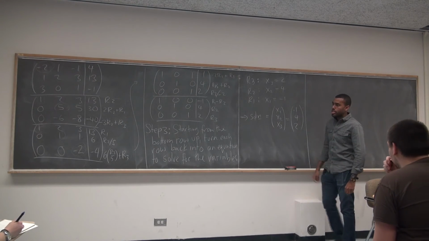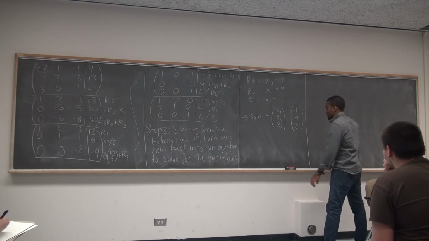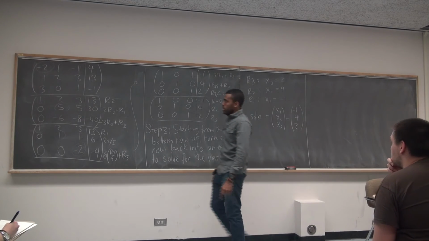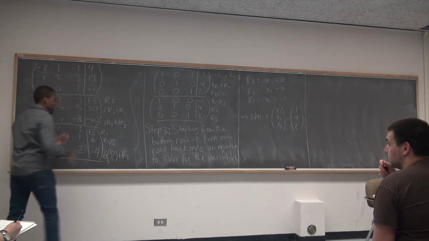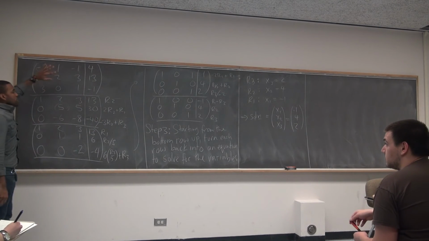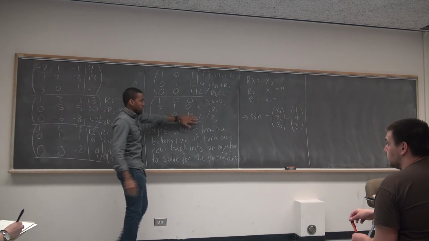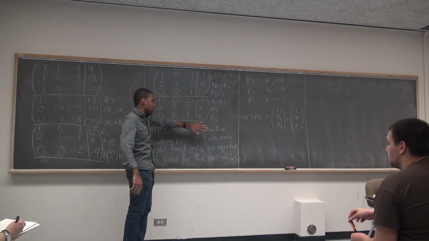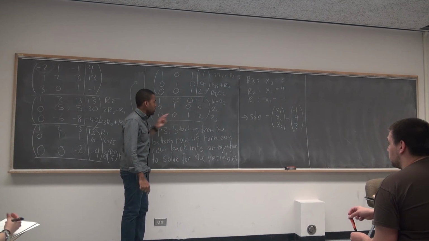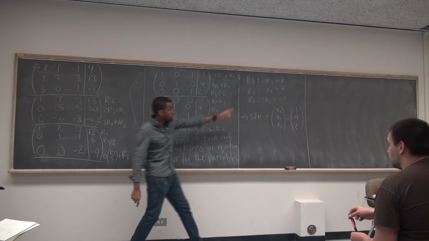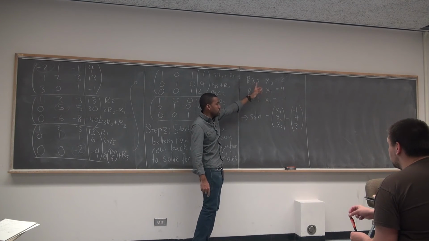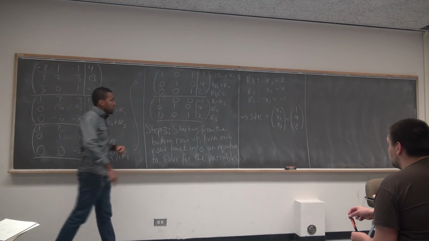Does life always work out this nicely? No. But do you see the idea? There's a strategy here. You augment the matrix, use row operations to get to reduced echelon form or row echelon form, as is your preference or requirement. And then from the bottom row up, you turn everything back into equations. These equations will be a lot simpler to solve. And you might have to back substitute at some point.